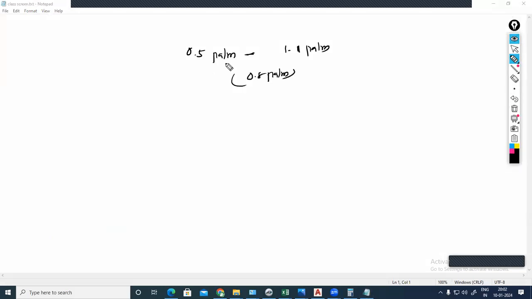Which one? 0.5 to 1.1. If you are following 0.5 Pascal per meter to 1.1 Pascal per meter, in most cases the velocity will be less than our NC limit. So in that scenario, you don't need to go for any NC checking. Velocity will always be fine there. But we have to verify that.